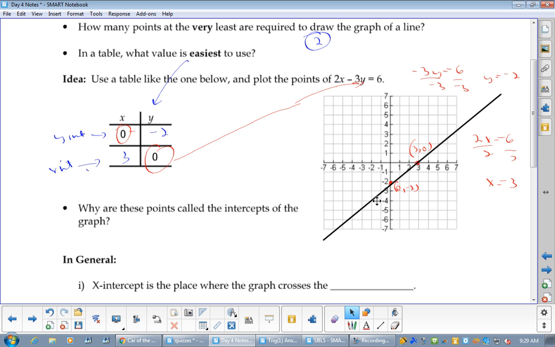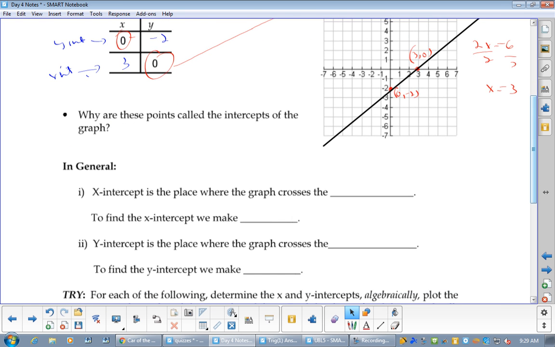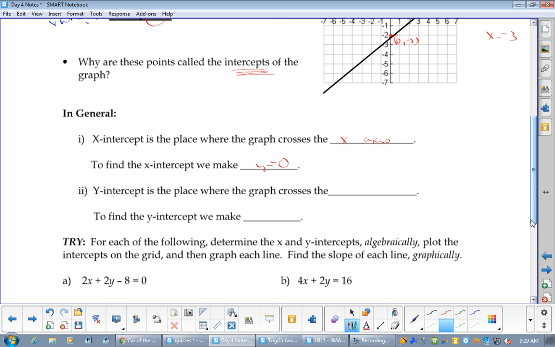So these are called the intercepts. And just to say it again, the x-intercept is the place where the graph crosses the x-axis. To find the x-intercept, we make y equals 0. The y-intercept is a place where it crosses the y-axis. And to find the y-intercept, we make x equals 0.